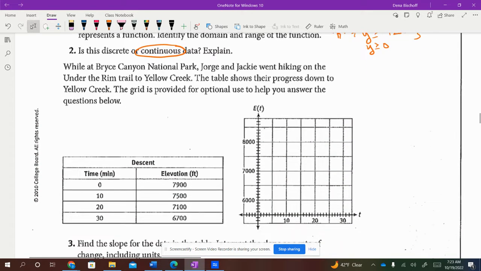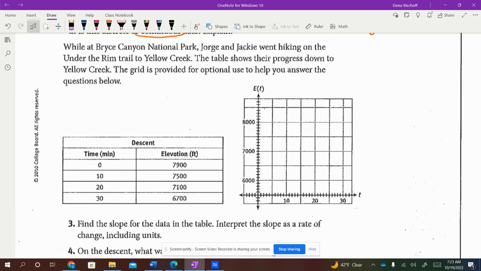While at Bryce Canyon, George and Jackie went hiking under the Rim Trail. The table shows their progress down the Yellow Creek. The grid is provided to help you. So at 0 minutes, they were at 7,900. So this is a different part of the canyon. So when they first started this hike, they were at 7,900 feet. After 10 minutes, they were down to 7,500 feet. After 20 minutes, they were at 7,100 feet. And after 30 minutes, they were at 6,700 feet. So continuous.